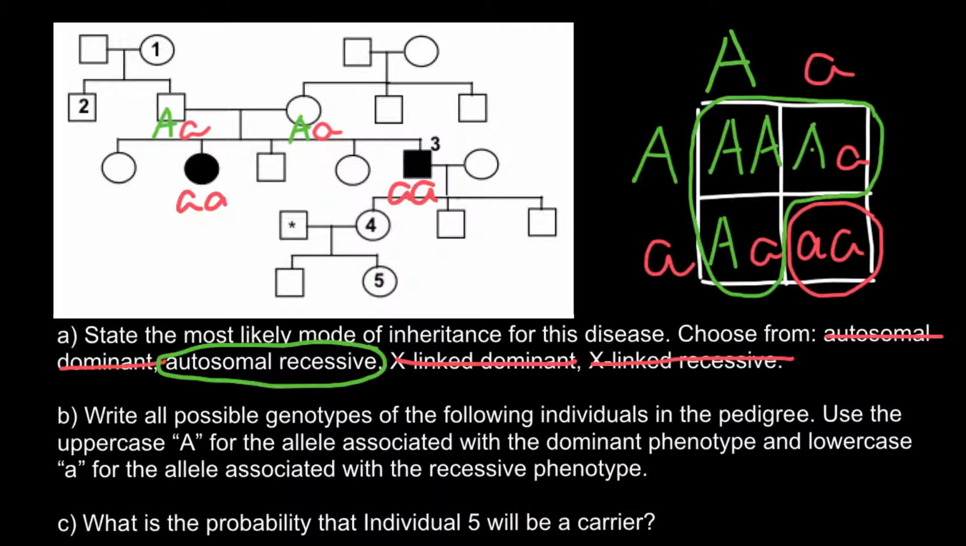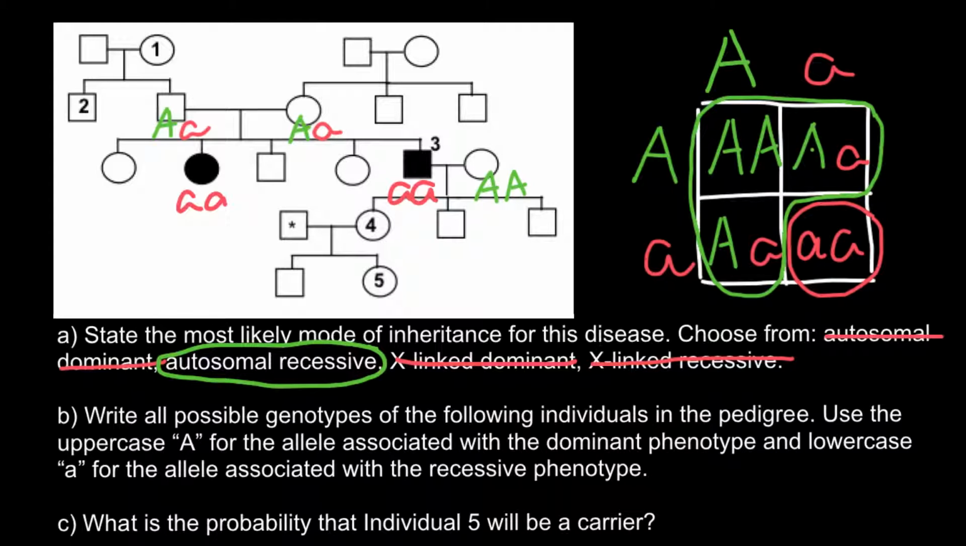Next, question B: write all possible genotypes of the following individuals in the pedigree. Use the uppercase A for the allele associated with the dominant phenotype and the lowercase a for the allele associated with the recessive phenotype. So let's finish our pedigree. And this person here is not genetically related to these parents here. So all outcrossers would be phenotypically and genotypically normal if we consider that this is a rare genetic disorder.